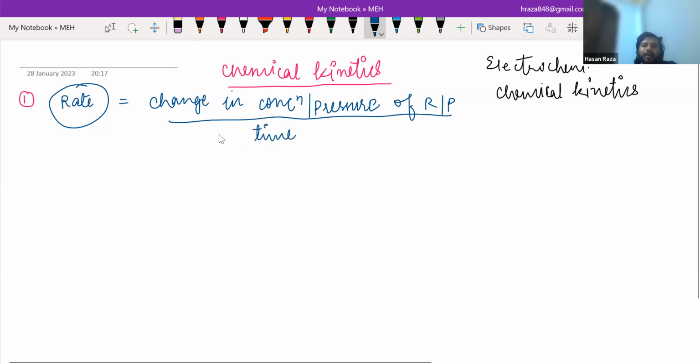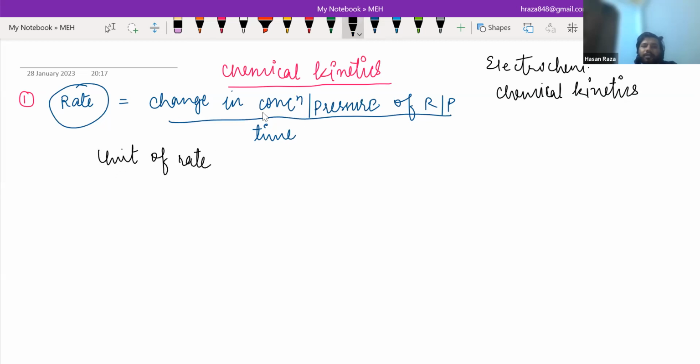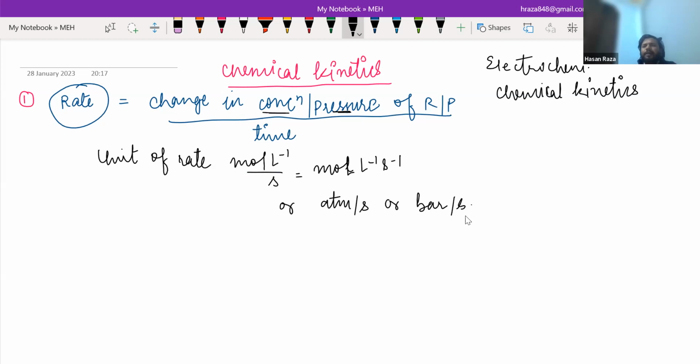And from here, we can get the unit of rate. If you are dealing in concentration, that means molarity, and the unit of molarity is mole per liter and the unit of time is second. So the unit of rate is mole per liter per second. Or if you are dealing in pressure, it will be atm per second or bar per second, whatever unit of pressure you have taken. So this is your rate.